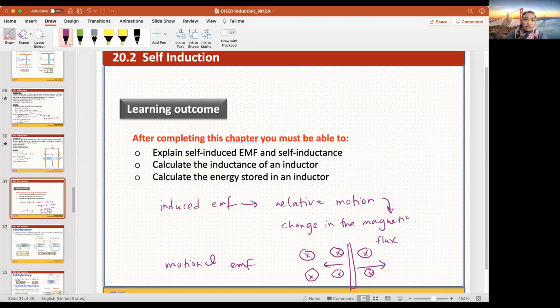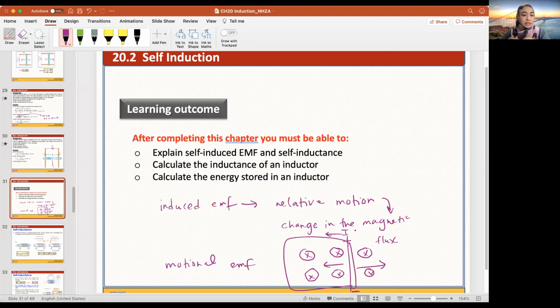From there, you use your right hand rule to find out the electron movement. And then from the electron movement, you decide what is the positive, what is the negative. And from there, if you have a wire that is connected to your conductor, then your current will flow from the positive to the negative. Okay, so that is what we talked about.